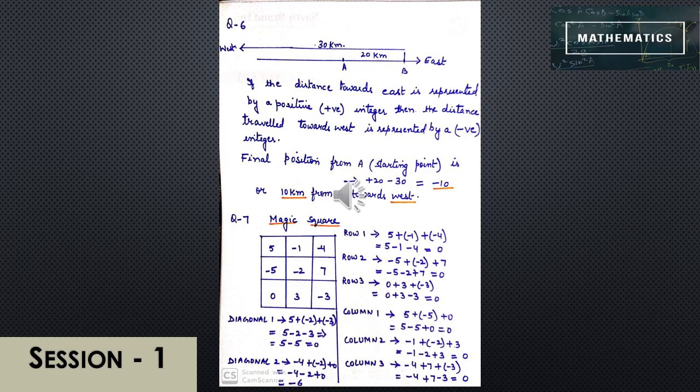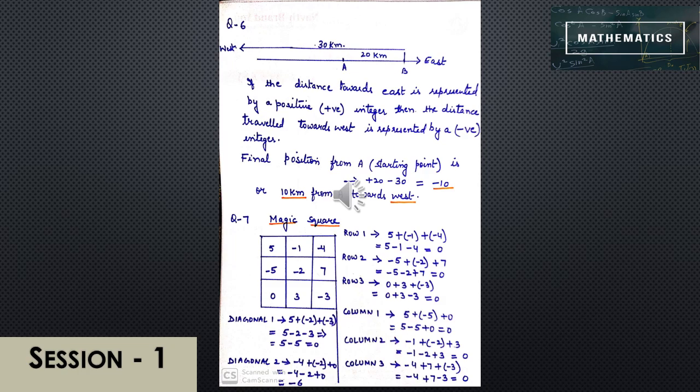Plus 20 and minus 30 means one integer is positive and one is negative. If one integer is positive and one is negative, we have to subtract both, and we will put the sign of the greater number. So plus 20 and minus 30 will become minus 10. It means that the person from his initial position is towards west. Minus 10 means 10 kilometers towards west.